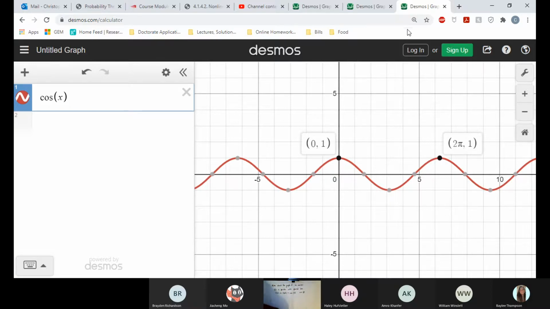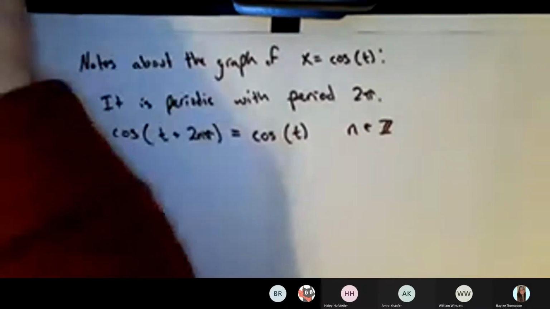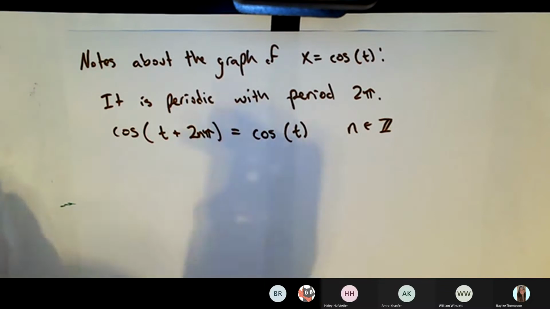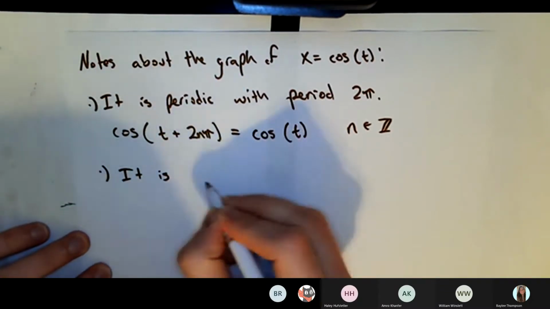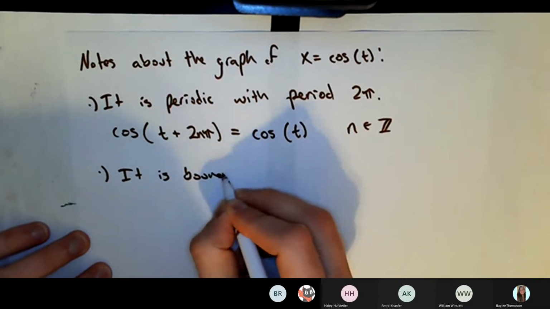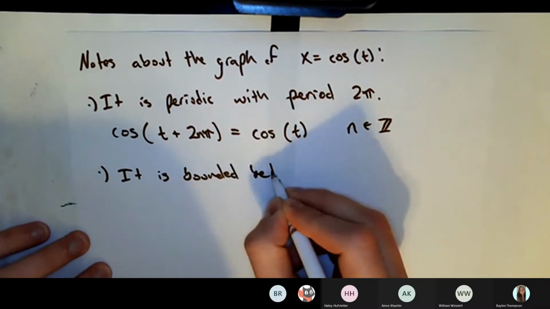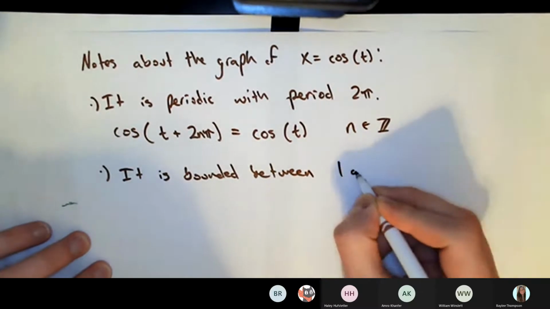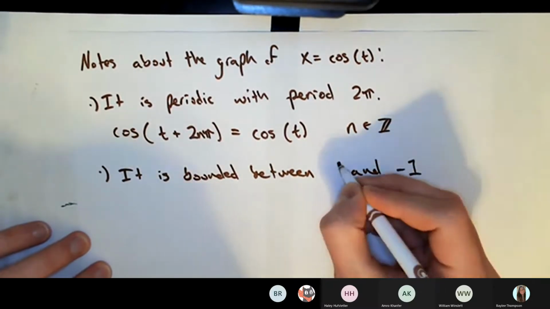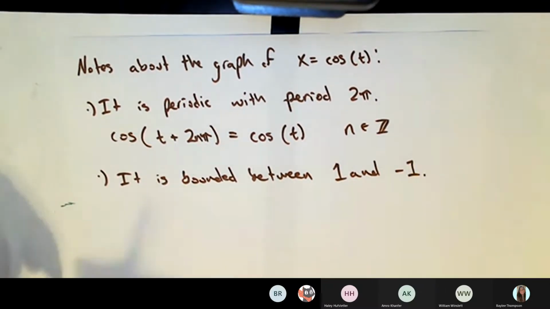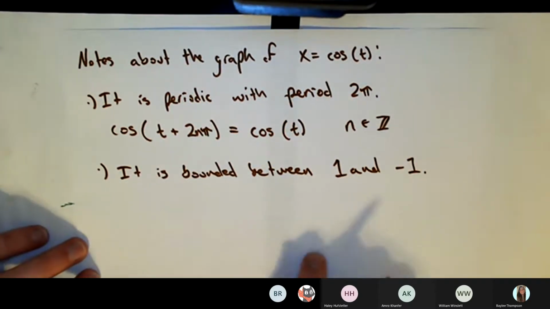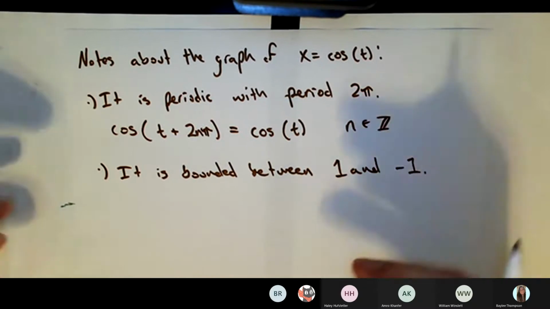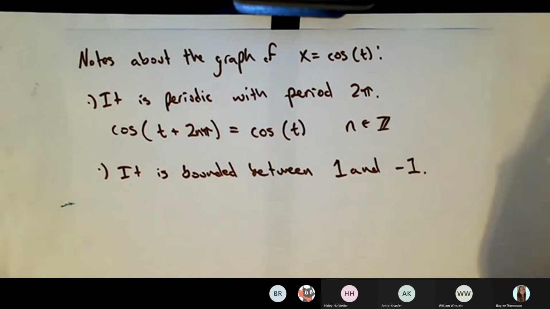All right. Okay, so it has period 2 pi. Great. What else? It is bounded between 1 and negative 1. Did you notice that? It's bounded between 1 and negative 1, which we've pointed out before. But now we see it on a graph where those output values never extended beyond 1 and negative 1, right? They're all squished between 1 and negative 1.